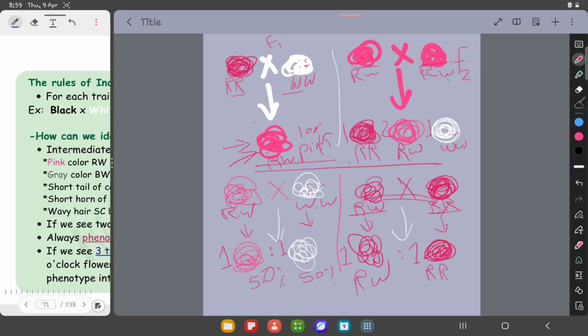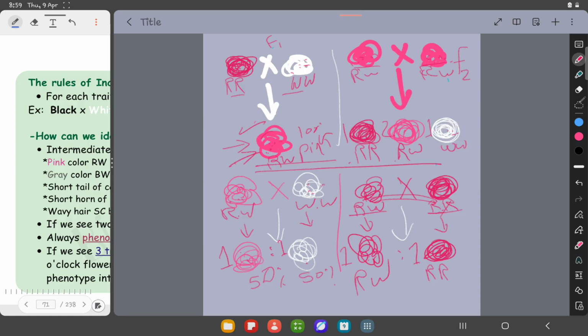If the question asks in which of the possibilities you can get a pink flower: if you cross red with white, yes, we can get a pink flower. If we cross pink with pink, yes, we can also get pink. If we cross white with pink, we can get pink. If we cross red with pink, also we can get pink. But in which one can we get 100% pink? If we cross red with white.